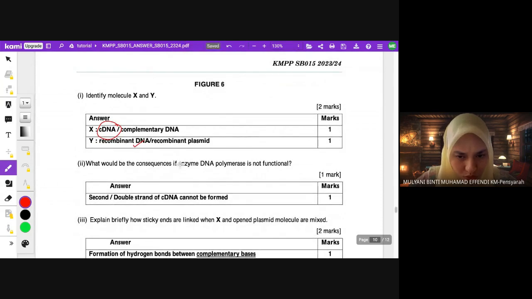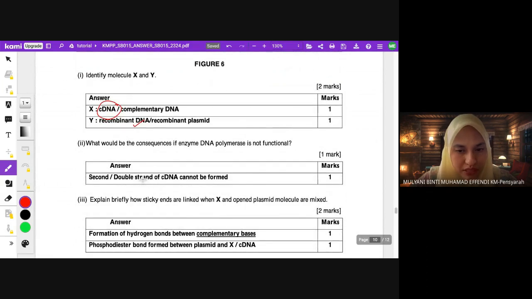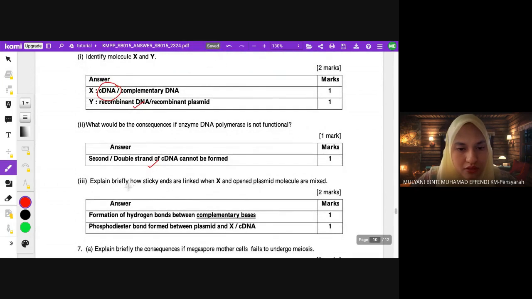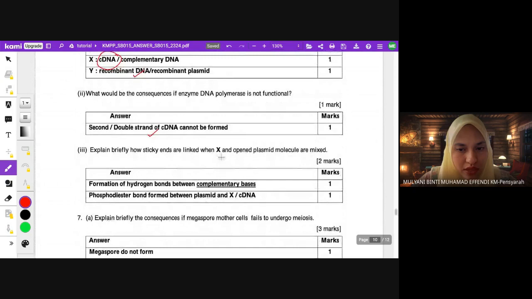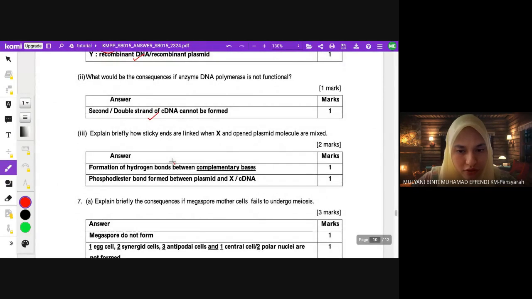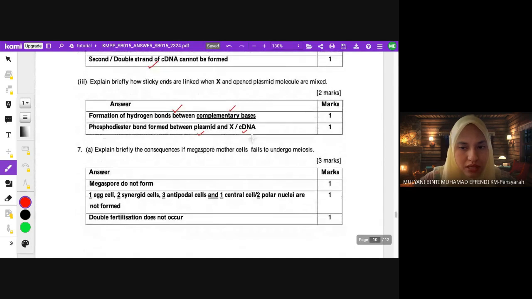What will be the consequence if enzyme DNA polymerase is not functional? So bila DNA polymerase tak berfungsi, tak dapat nak hasilkan the second strand of cDNA. Okay, so tak dapat nak hasilkan double stranded. So explain briefly how sticky ends are linked when X and open plasmid molecule are mixed. So formation of hydrogen bond between complementary bases and then phosphodiester bond formed between plasmid, okay, and cDNA. So ingatlah phosphodiester bond tu akan terbentuk antara plasmid dan juga cDNA-nya.